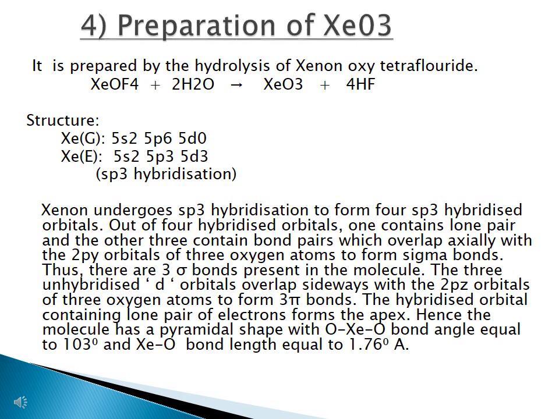Hence, there are 3 sigma bonds present in xenon trioxide molecule. The 3 unhybridized d orbitals overlap sideways with the 2pz orbitals of 3 oxygen atoms to form 3 pi bonds. The hybridized orbital containing the lone pair of electrons forms the apex. Hence, the molecule has a pyramidal shape with the O-Xe-O bond angle equal to 103 degrees and xenon-oxygen bond length equal to 1.76 angstrom.